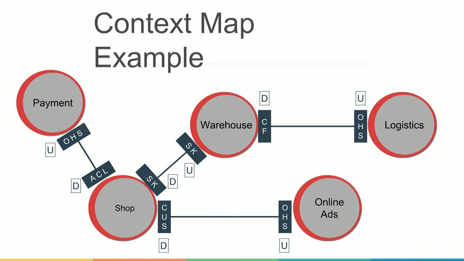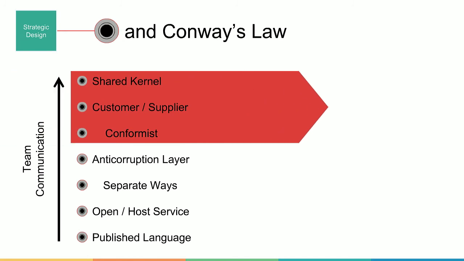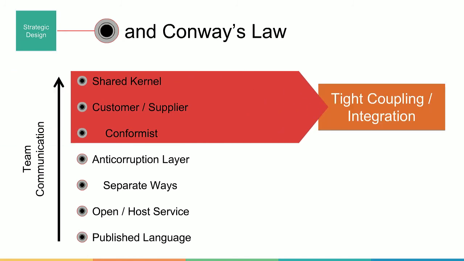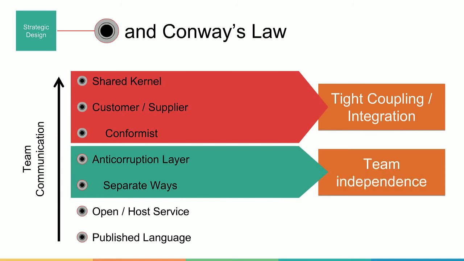And it also goes hand in hand with Conway's law, because there is a difference in terms of team communication. On the shared kernel, the customer-supplier and the conformist, you have a tight coupling, a tight integration, a lot of team communication. Whereas, for instance, anti-corruption layer and separate ways lead to more team independence and lesser coupling between the teams.